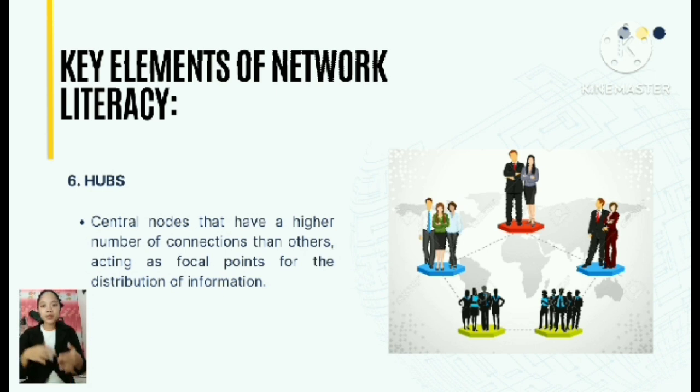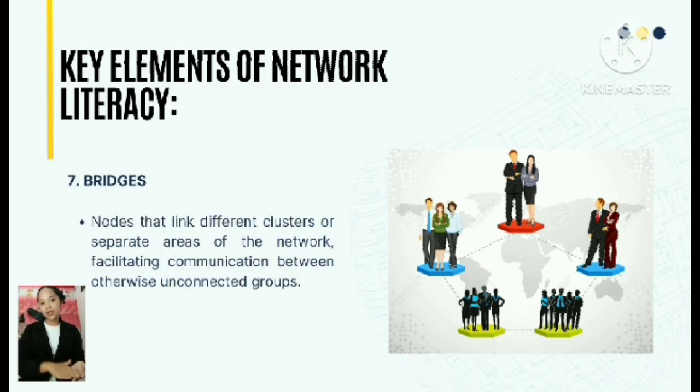Sixth, hubs. Hubs are central nodes that have a higher number of connections than others, acting as focal points for the distribution of information. Because of their higher number of connections, they are the facilitators of information distribution. Seventh, bridges. It is the link between different clusters or separate areas of the network, facilitating communication between otherwise unconnected groups. The difference from linkages is that linkages are all connections between nodes or individuals in a network, while bridges are specific connections that link groups within a network.